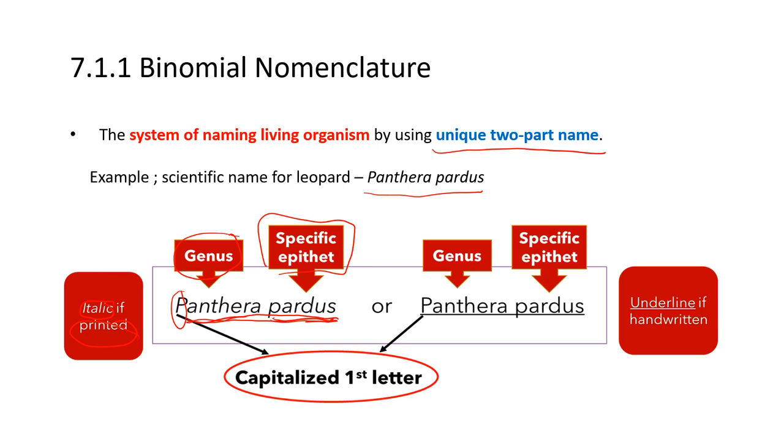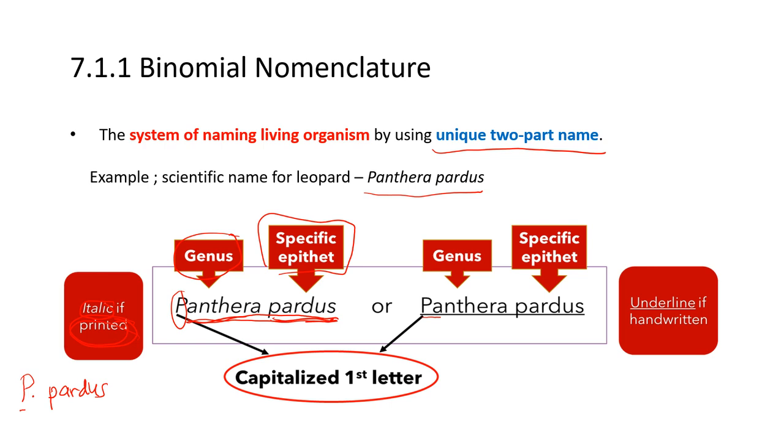If you write in short form, for the first name, the genus, you can just write its initial and then a dot, and then the second name is written in full. Again, if it is printed, it must be in italic form. If it is handwritten, you must underline both names, the genus and the specific epithet.